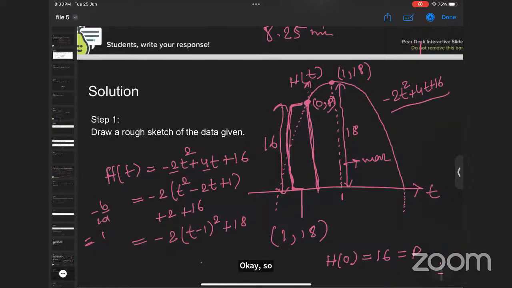Okay. So for this point, the first coordinate, on the t-axis, is 0, and the second coordinate is p, we are assuming. So we will find the value of p. You can see that this point is on the parabola, so definitely it will satisfy the equation of the parabola.